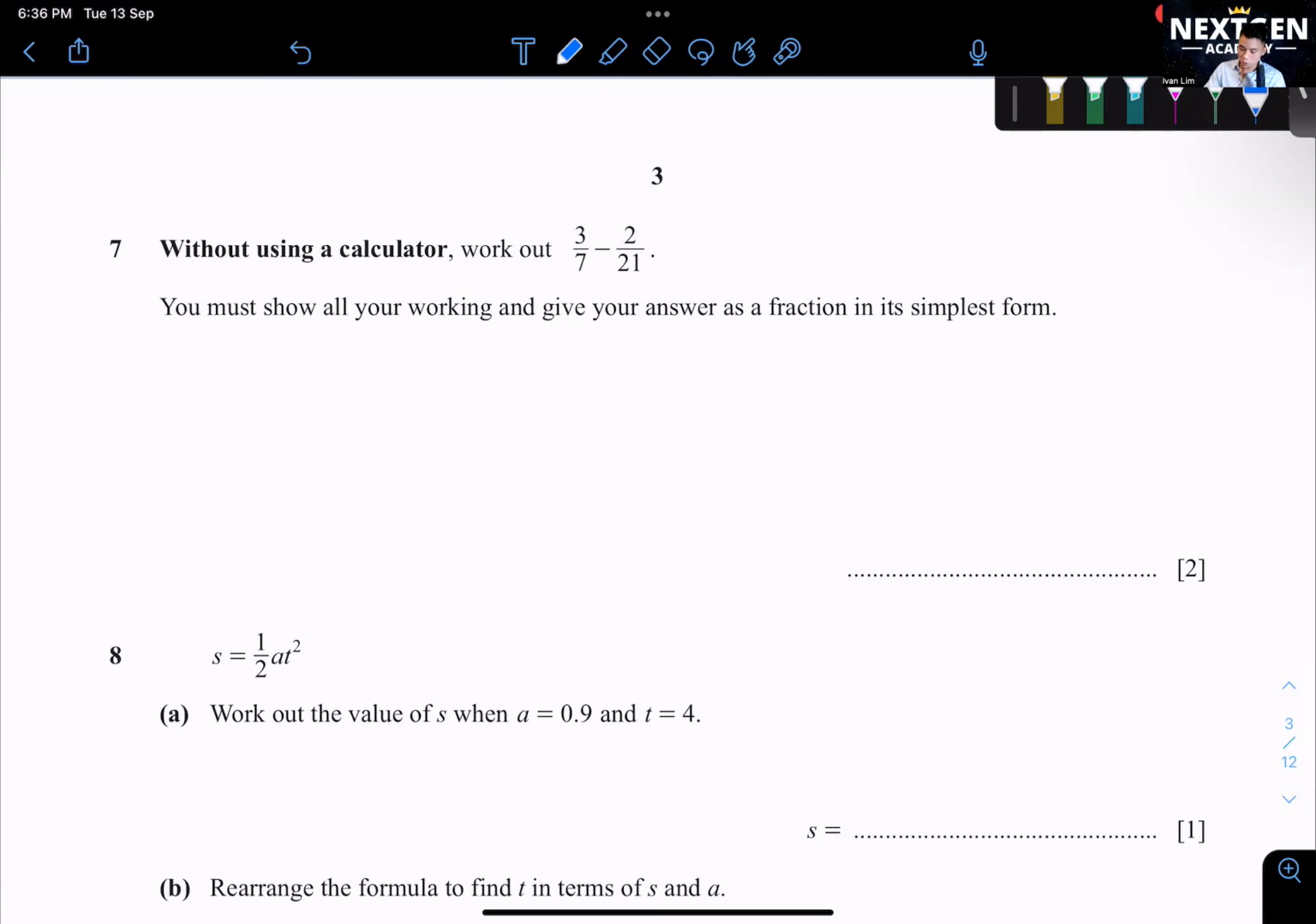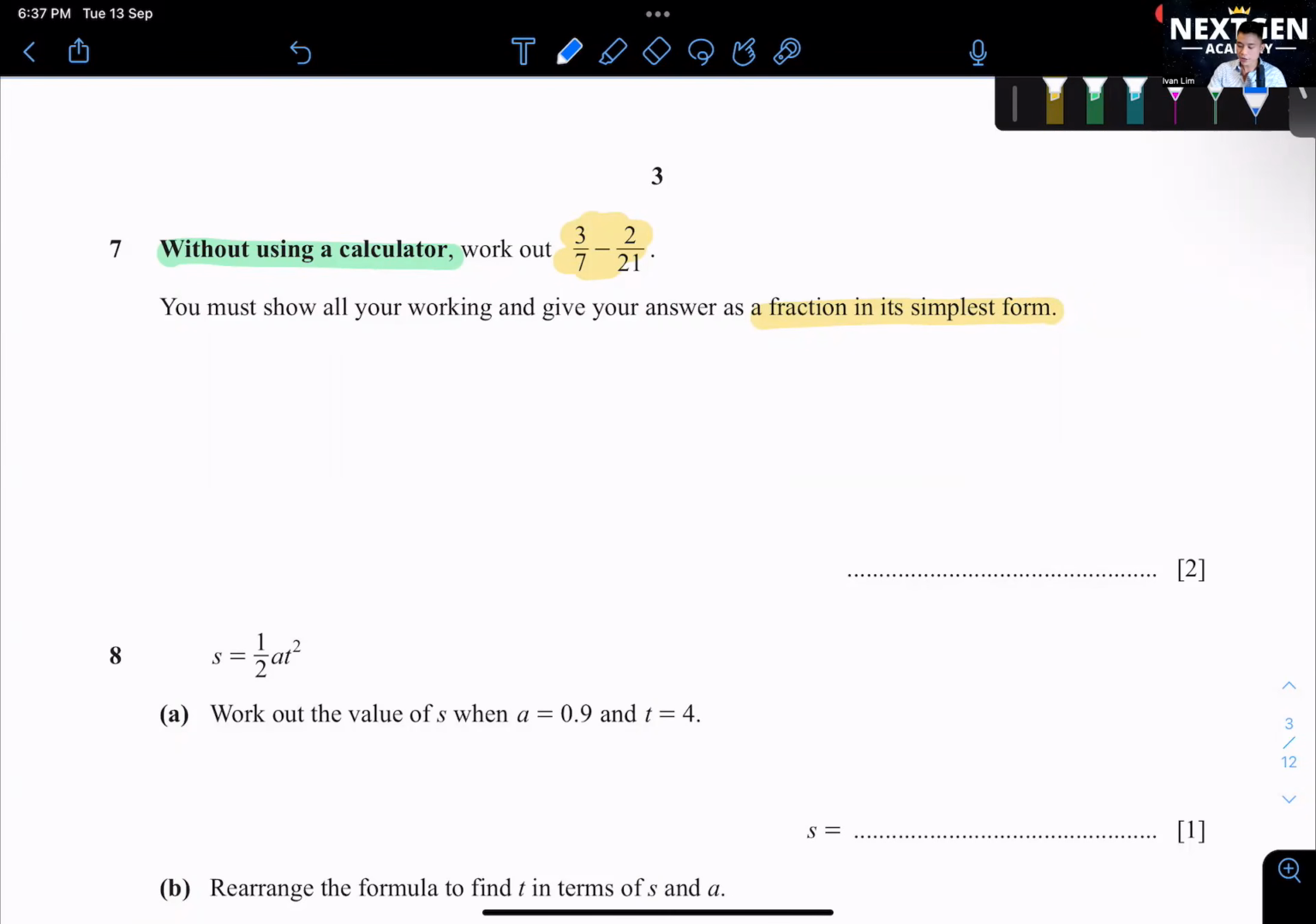Next one. Without using a calculator, work out 3/7 minus 2/21. You must show all your working and give your answer as a fraction in its simplest form. When they say without using a calculator, do you use your calculator? Yes, you use your calculator. Don't follow the instruction here. Yes, because we are rebels. No, please use your calculator.